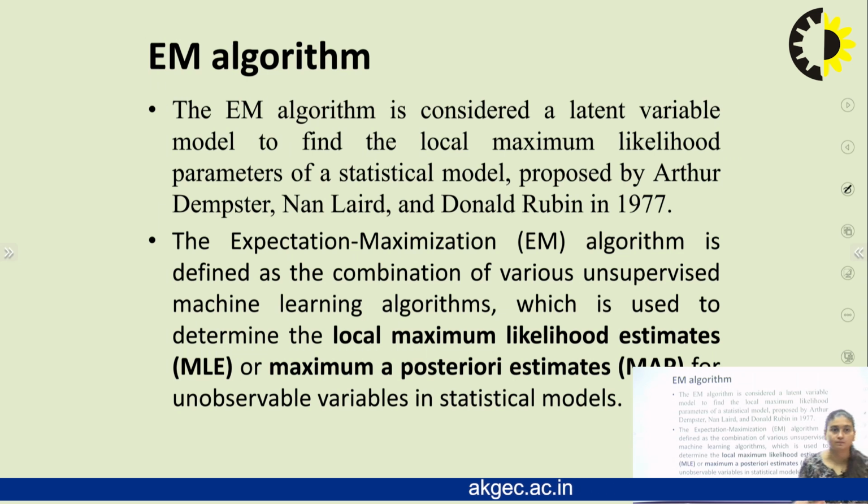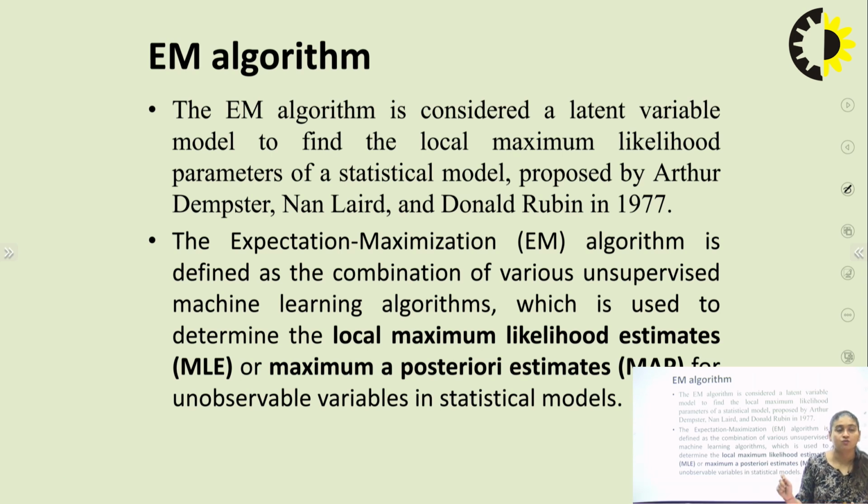Okay, so this is the EM algorithm, and it is very important in machine learning. EM stands for expectation and maximization. It's an algorithm which considers a latent variable model to find the local maximum likelihood parameters of the statistical model, which was proposed by Arthur in 1977.